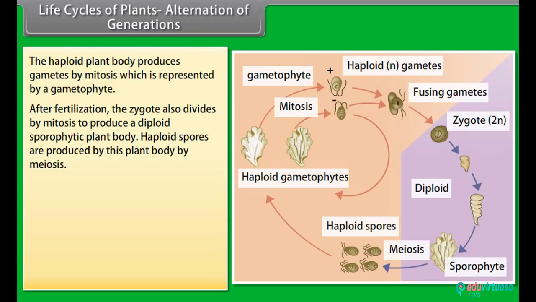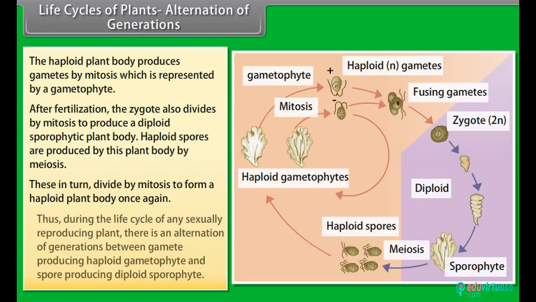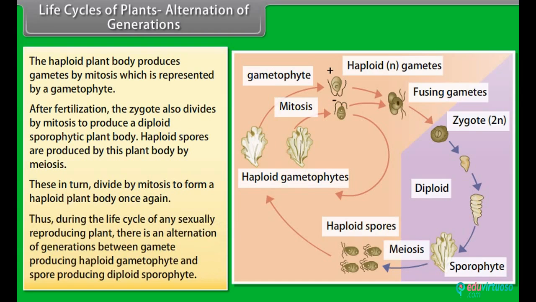Haploid spores are produced by this plant body by meiosis. These in turn divide by mitosis to form a haploid plant body once again. Thus, during the life cycle of any sexually reproducing plant, there is an alternation of generations between gamete-producing haploid gametophyte and spore-producing diploid sporophyte. Alternation of generations.